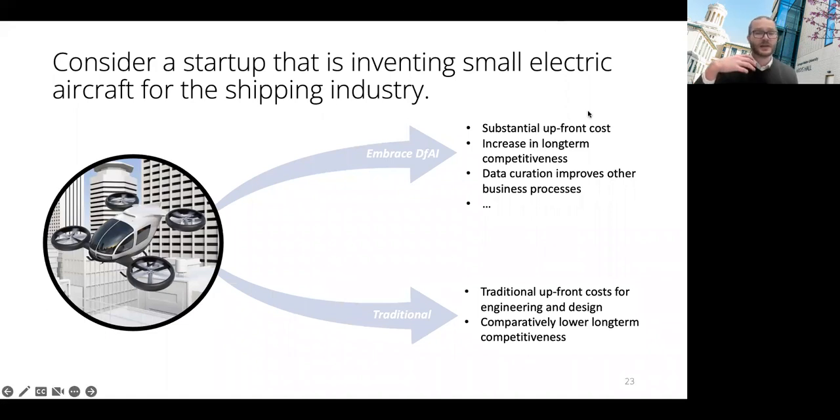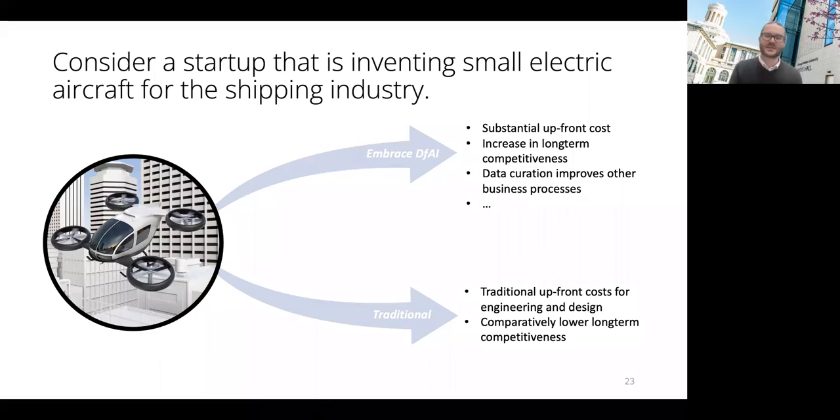So if they embrace DeFi, there's likely to be a substantial upfront cost. Curating data, recording and generating models, training agents takes time and it takes effort. So there is a significant upfront cost, but it has a potential to increase long-term competitiveness, right? Building infrastructure early on pays dividends. But also, data curation could improve other business processes. So there might be the potential for DeFi to have systemic benefits. If this company instead decided to take a traditional approach, they probably have smaller upfront costs, right?